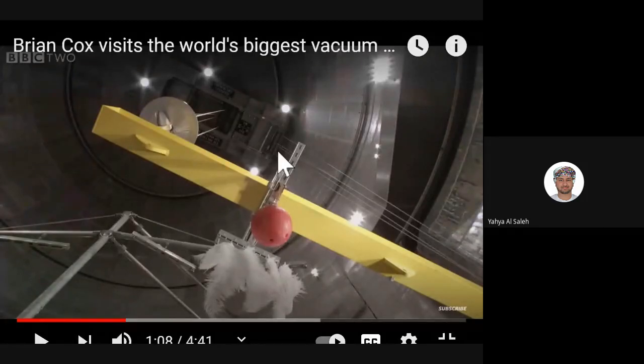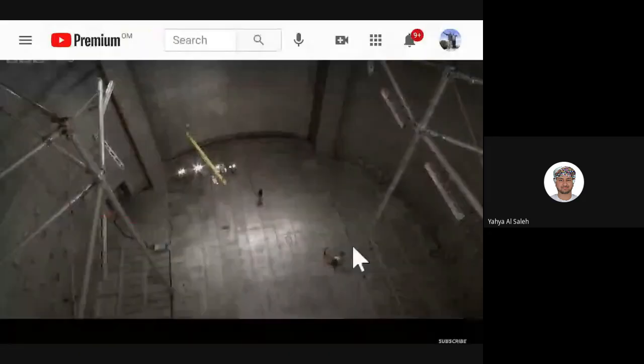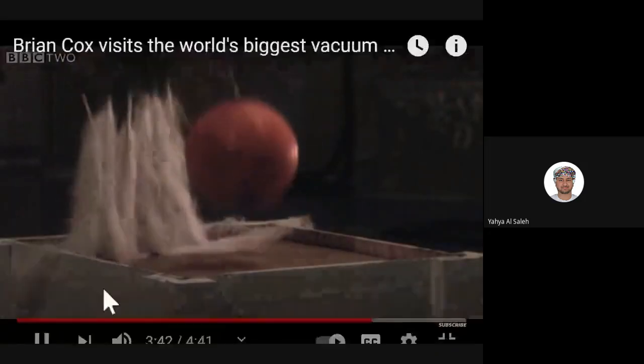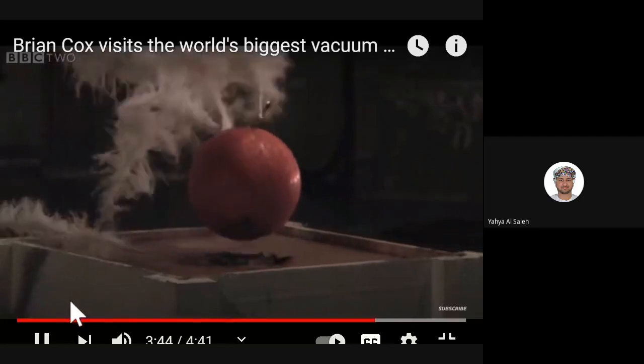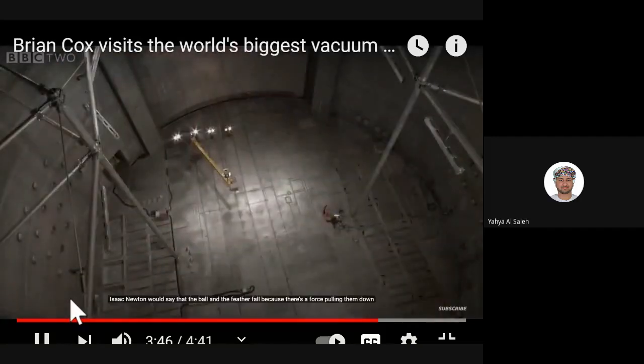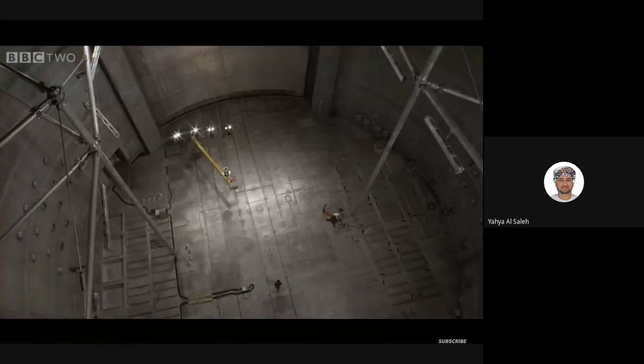Okay, so what these guys had to do was put concrete to withstand the pressure, because can you imagine a full building pumped out of air? The amount of pressure on it is huge. Okay, now let's look at this, because this is actually really, really important. Isaac Newton would say that the ball and the feather fall because there's a force pulling them down.